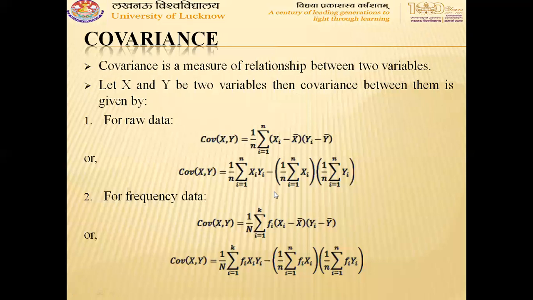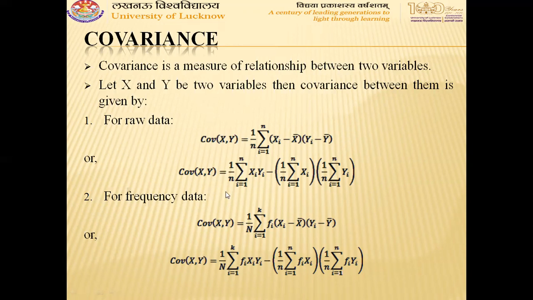Before studying the relationship, we will go for covariance, and it is used for obtaining the correlation as well as the regression. So covariance is also a measure of relationship between two variables, but it doesn't say how strong the relationship is. If x and y are two variables, then covariance for raw data is given by covariance(x, y) = 1/n Σ (xi − x̄)(yi − ȳ).